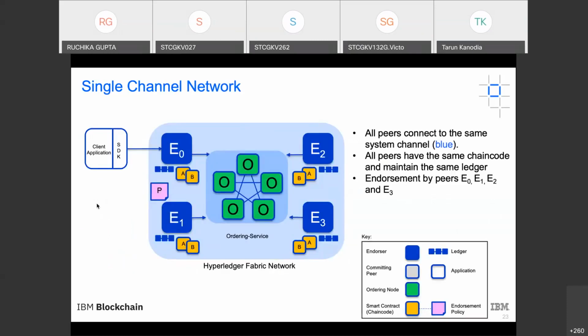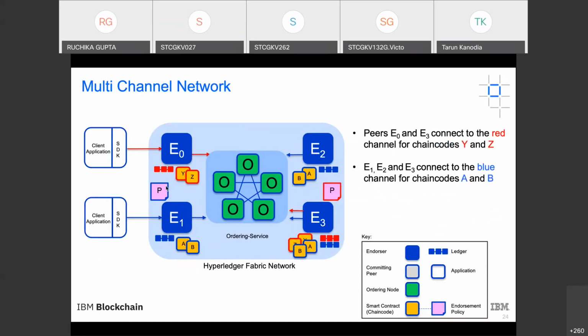So typically a single channel network would look like this. I have indicated the blue blocks as the blockchain. It is 1 channel. I have 4 endorsing peers in it, and I have 2 smart contracts sitting on them, and I have 1 endorsement policy. Similarly, if I have a multi-channel network, I will say that I have my E0, which is part of the red channel, which has smart contract YZ. I have E1 and E2, which are part of a different, blue channel, which has different smart contracts A and B. And then I have E3, which is part of both channels, blue and red, and has the smart contracts A, B, and YZ.